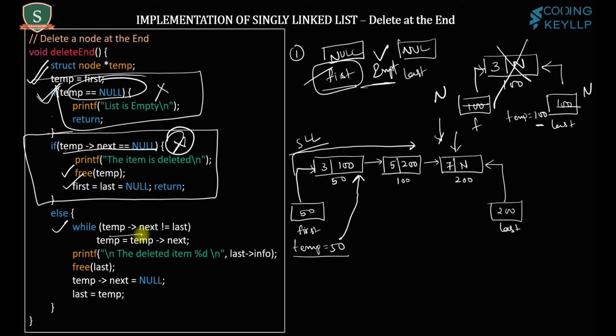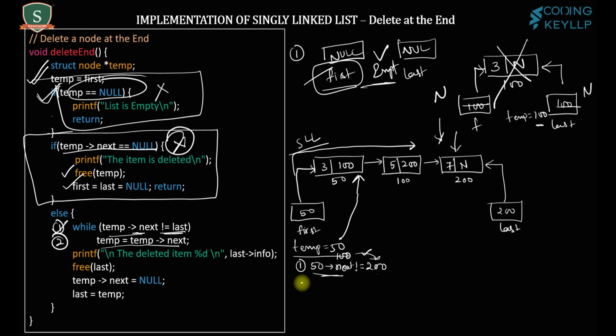Temporary of next is not equal to last. In that case, we keep updating the temporary value. Let us see what is happening over here. Let us number this 1 and 2. The first point: what is temporary of next? 50 of next is not equal to, what is the last value? 200. So 50 of next value is 100. Is 100 not equal to 200? Yes, 100 is not equal to 200.